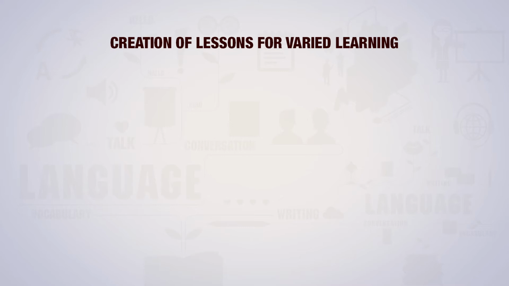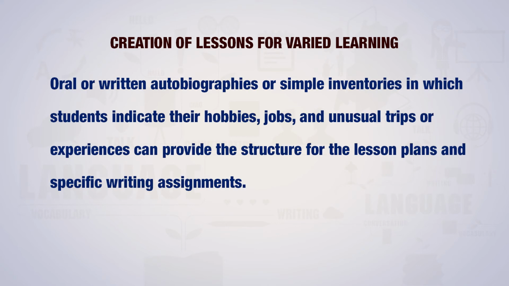Now, how do we create lessons for varied learning? If the students have a variety of interests, needs, and experiences, and you as a teacher will address all this, then you will enhance the short attention span of slow learners. For example, oral or written biographies, simple lists, probably an elaboration of hobbies, jobs, vacation trips, daily experiences can provide the structure for lesson plans and specific writing achievements.